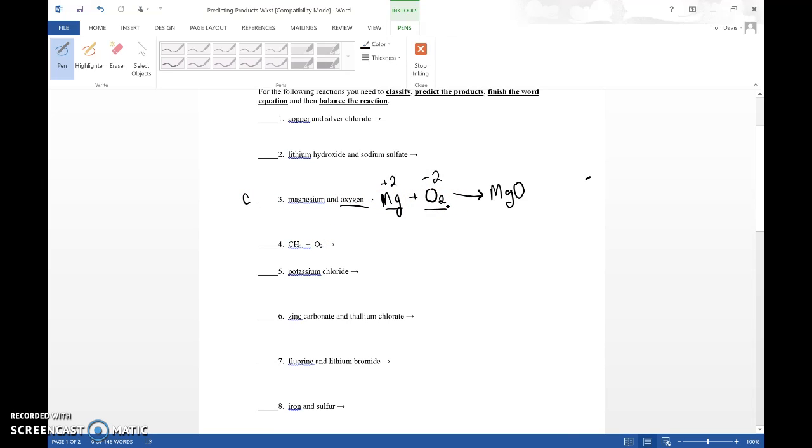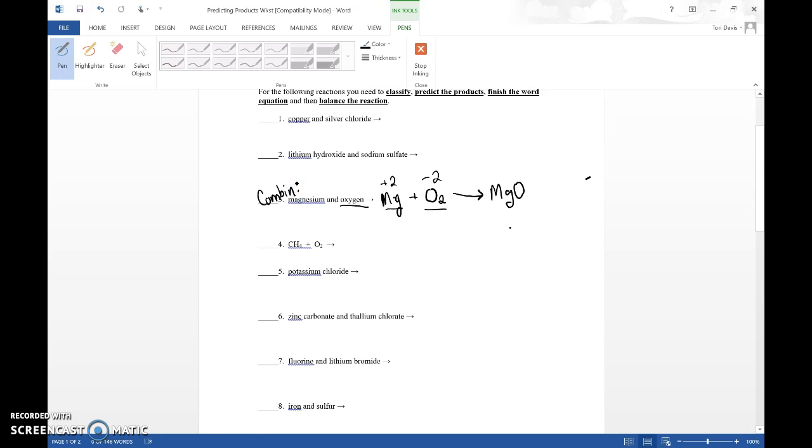Now, I know you're probably thinking, well, O2 is not a single element, Miss Davis, yet remember it's a diatomic element. Okay, O2 only exists in nature as two oxygen atoms put together. So it's still one single capital letter. So you've got element 1 and element 2, which would give you compound 1. Okay, now looking at this, we know that this is a combination reaction. So I'm going to put combine here.